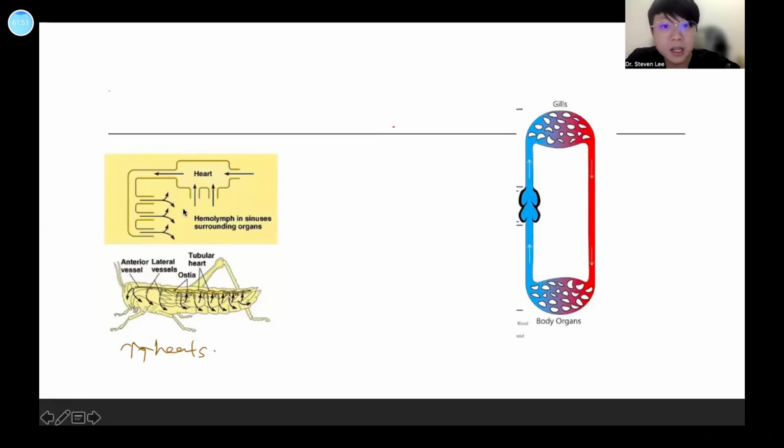This is what we call hemocoel. If you study in English, we call this body space as hemocoel. In bahasa Melayu also is hemocoel, H-E-M-O-C-O-E-L. That is the rongga badan of the insect. The space is called hemocoel. The fluid is called hemolymph.